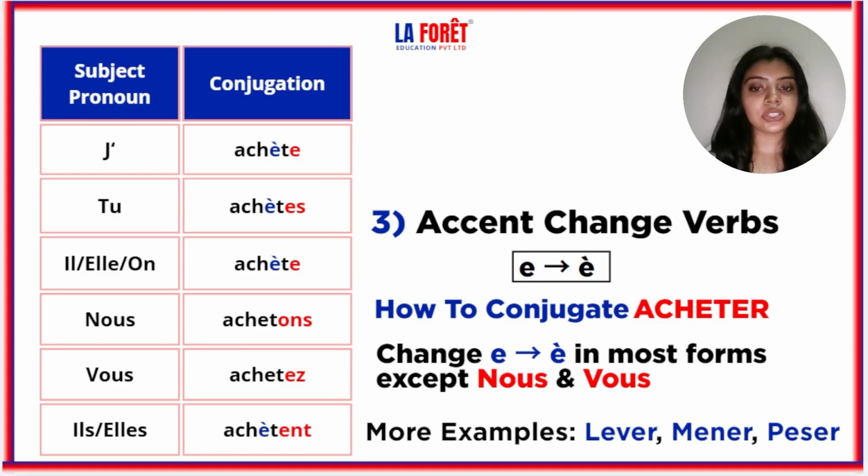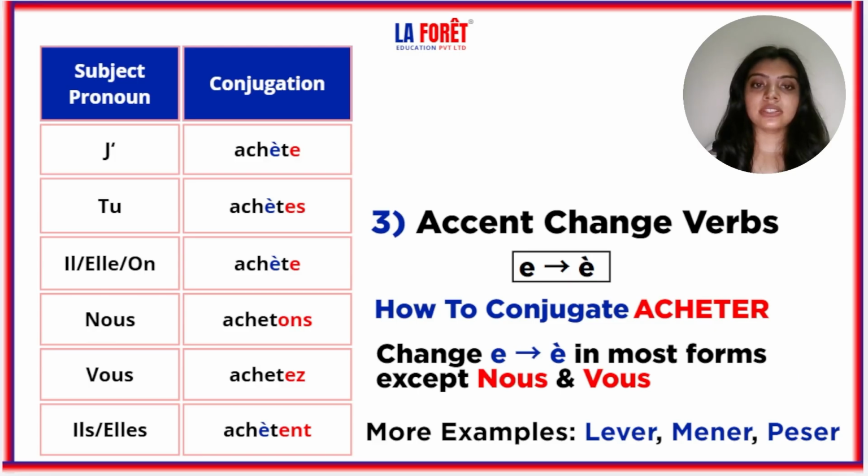So how to conjugate acheter? We have to just change e with an accent. Yes. So in most forms, but in the nous and vous forms, it is not there. It is just the common e. So more examples of these are like lever, mener, peser.